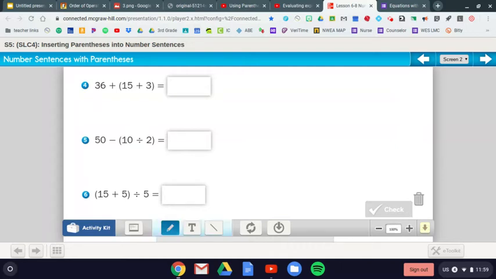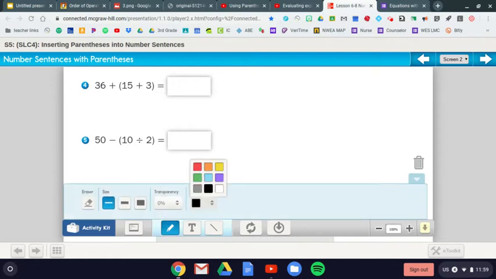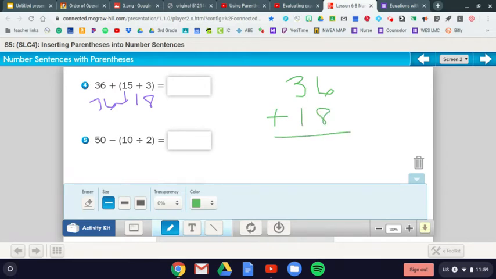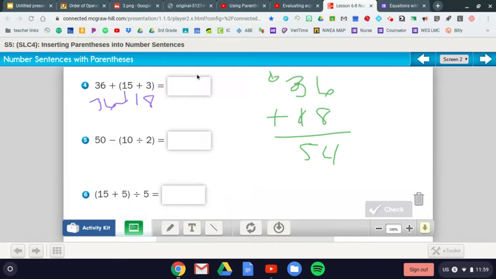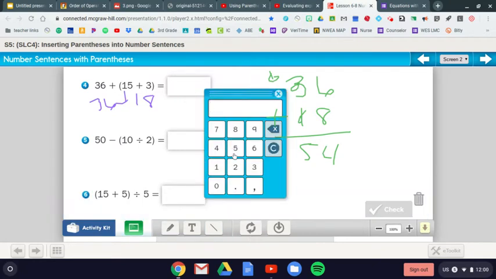15 plus 3 is in parentheses. In my mental math, I know that 15 plus 3 is 18, plus 36. I'm going to use my white space. 36 plus 18. I have 2-digit addition and I need to regroup. 6 plus 8 is 14. 3, 4, 5. My answer is 54.